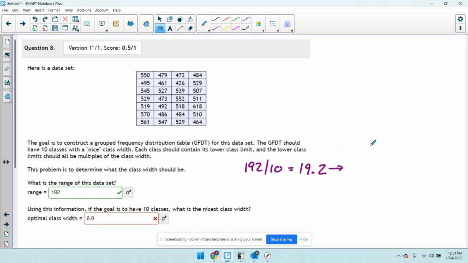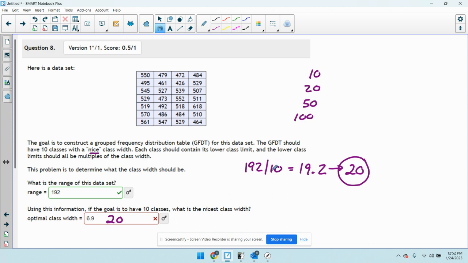And we're going to round it up to the next quote unquote nice class width. So this is kind of subjective on the computer's part, but whatever you get when you divide by 10, round it up to the next quote unquote nice number. Nice numbers are like multiples of 10 or 20 or 50 or 100, something like that. So this is going to round up to 20. So that's going to be the optimum class size for this data. So we will put 20 there.